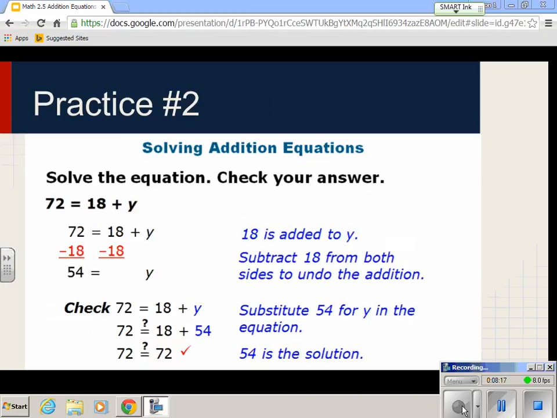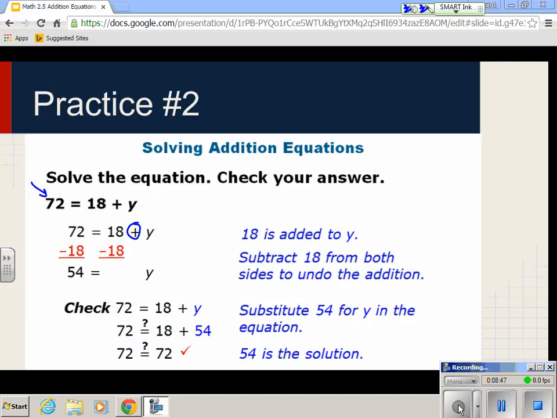All right, so I'm going to encourage you to look at this problem with me and write this one down as well. We have a different problem, but the same operation. It says 72 equals 18 plus y. So again, we have to find out what y is. Again, we're going to use inverse operation, which means we see that we have addition here, and we're going to have to do the opposite of addition, which is subtraction.